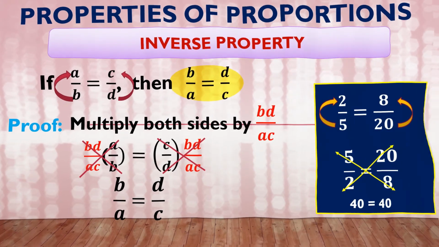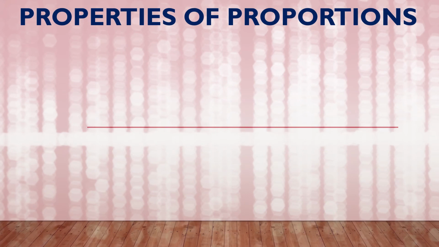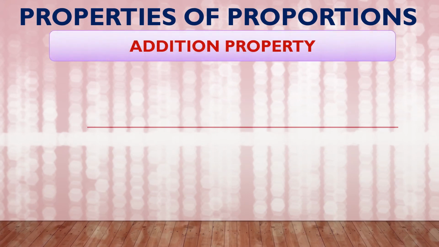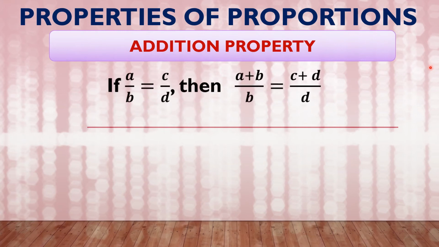Next, we have what we call the addition property of equality. So it goes this way. If A over B is equal to C over D, then A plus B over B is equal to C plus D over D. Again, take note that B and D should not be equal to 0. Now, let's look at this. Before, A over B equals C over D. What happened on the right? How did they become equal?